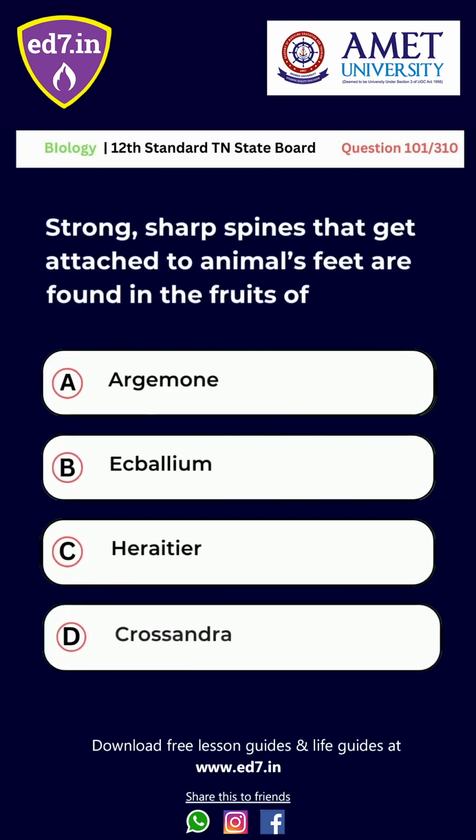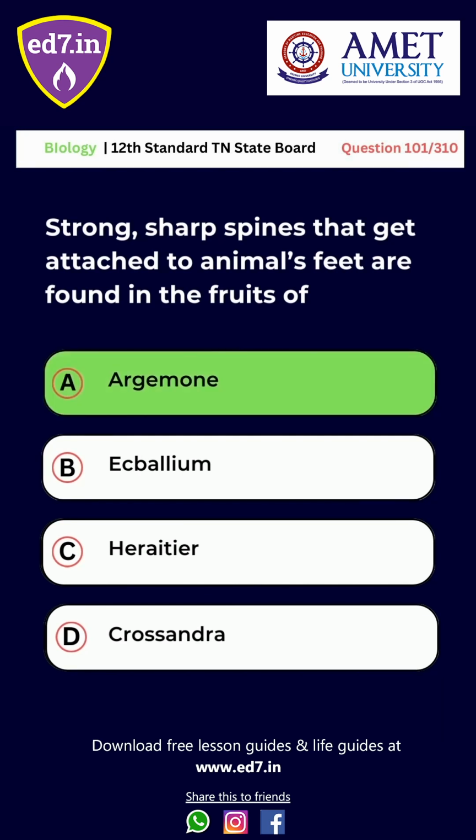Question number 101. Strong, sharp spines that get attached to animals' feet are found in fruits of option A, Argemone; B, Eichhornia; C, Heritiera; D, Crossandra. And the right answer for this question is option A, Argemone.